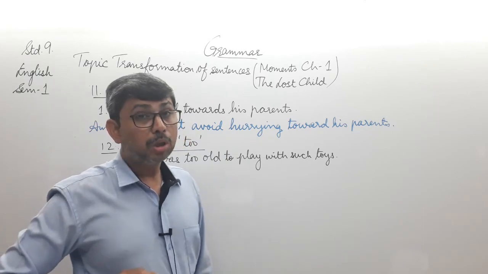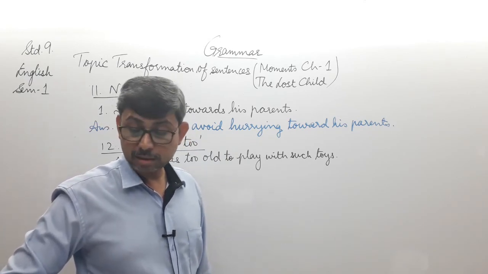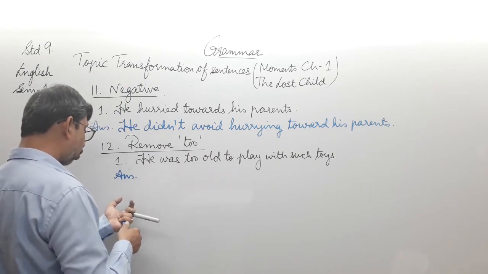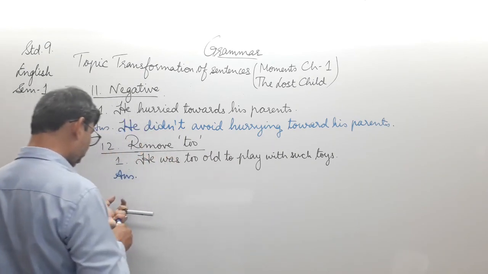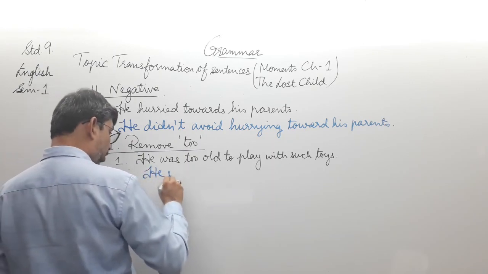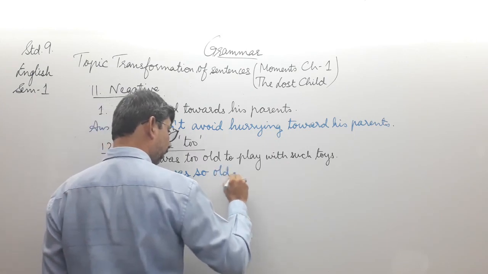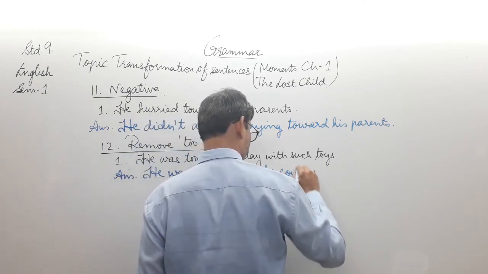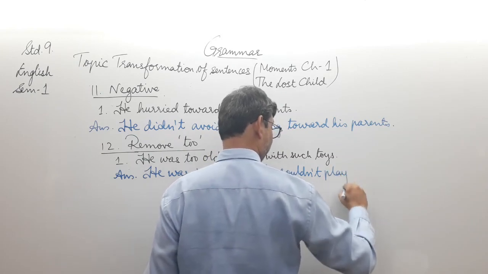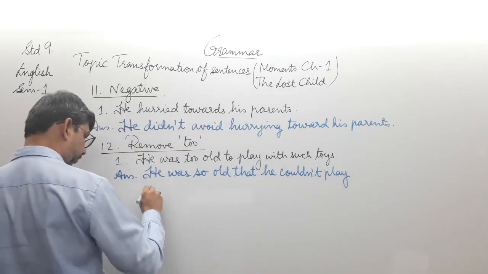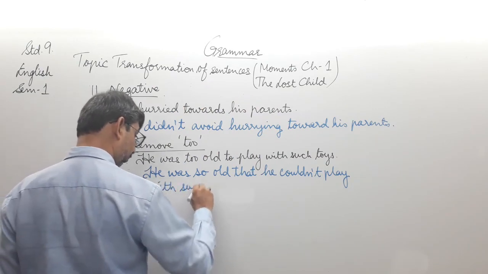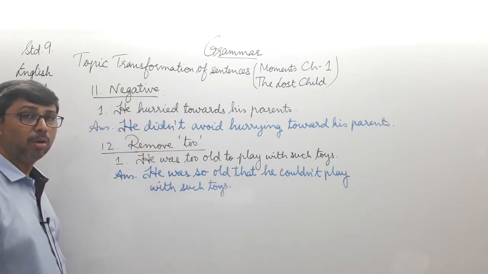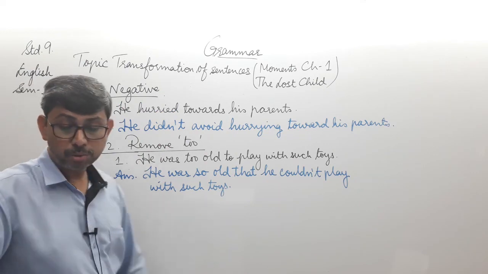We will be utilizing the word so. We learned this in the earlier lectures, earlier transformation practice exercises also. He was so old. So we are going to make use of the word so that. You have come across this also, isn't it? So that, a combination conjunction that you have used. So he was so old that he couldn't play with such toys. Well, with this we have practiced almost all the subtopics that I was supposed to teach you.